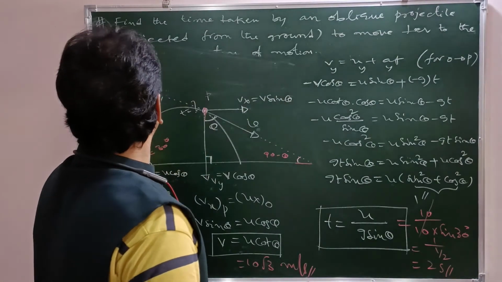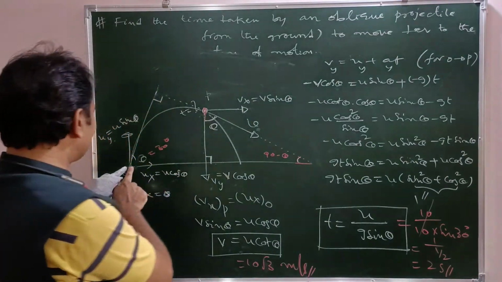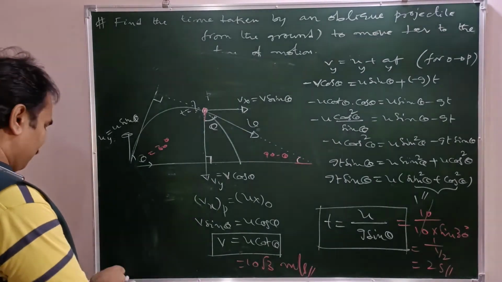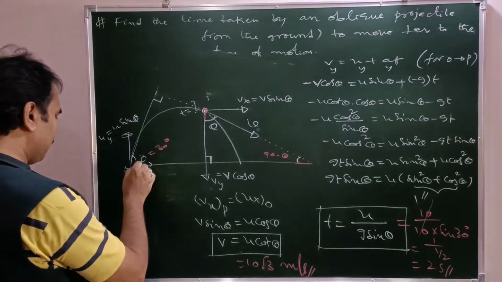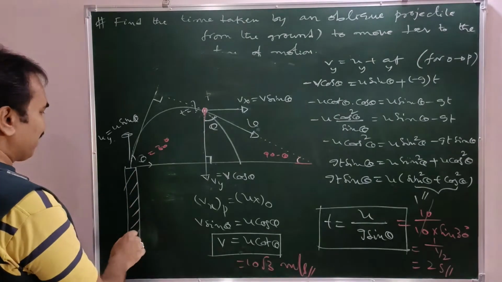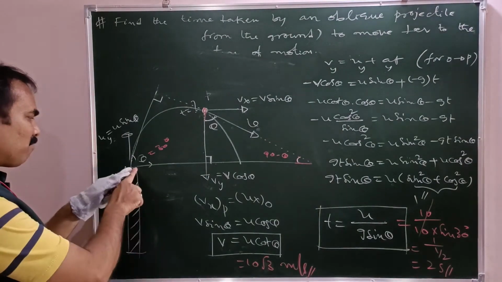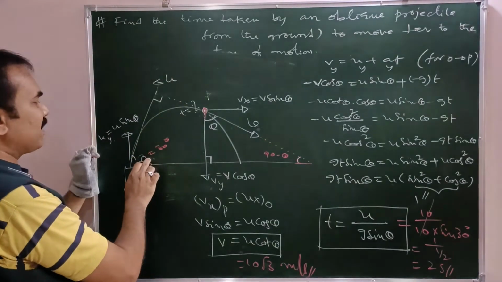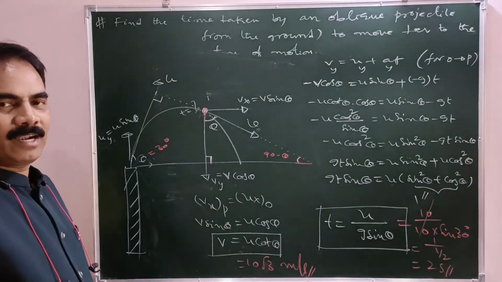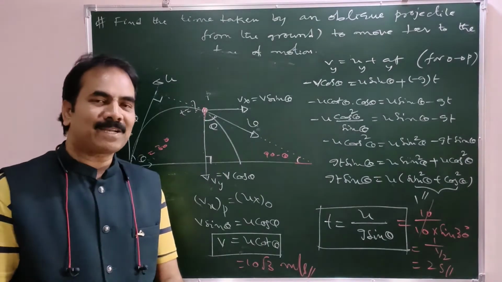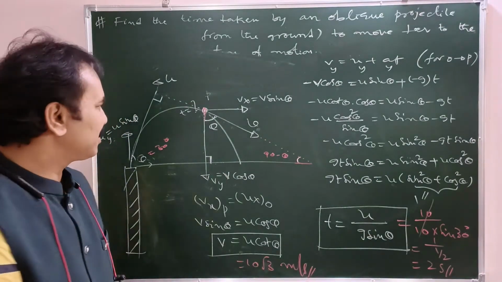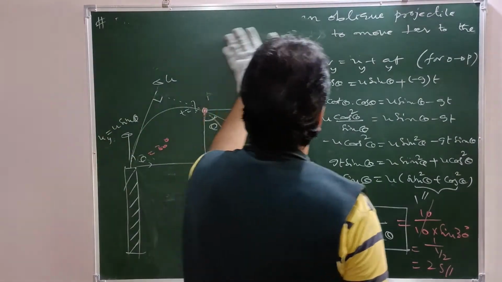This time the body is not projected from the ground. It is projected from some elevation, like something like a tower. From the top of this tower, the body is projected with some initial velocity u, making an angle theta with the horizontal. Right? In that case, what is the expression for range? What is the expression for time of flight? Let us see. Right?